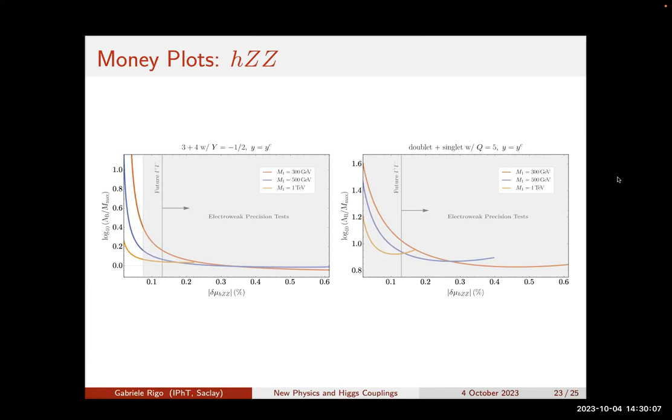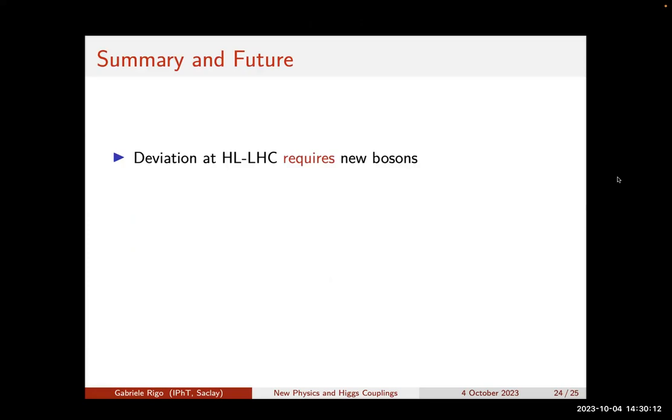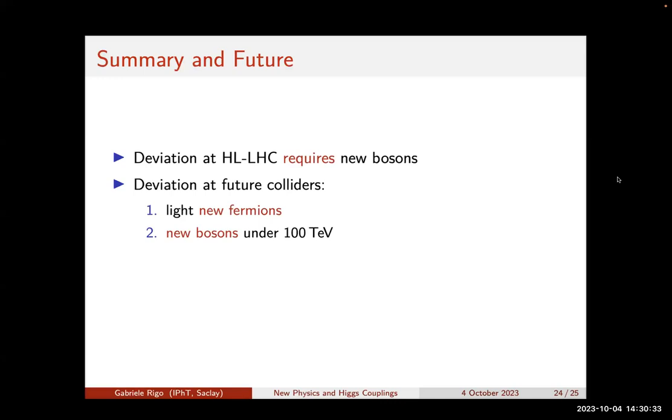So, now that I showed you everything, let me just summarize and conclude. I showed you that in general, if you observe a deviation in HWW and HZZ at high lumi, then this requires new bosons around the scale that you are able to probe at the same high lumi. On the other hand, if you are to measure a deviation at some future lepton collider, you have two options. Either you add light new fermions, or you expect light new bosons around or under 100 TeV.